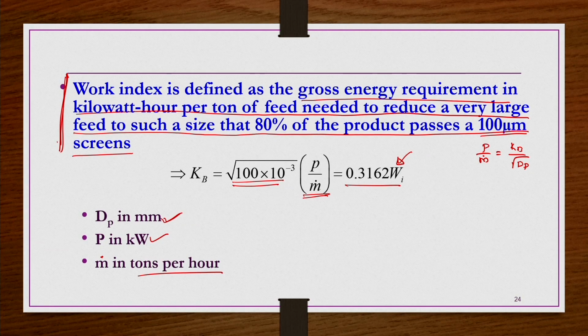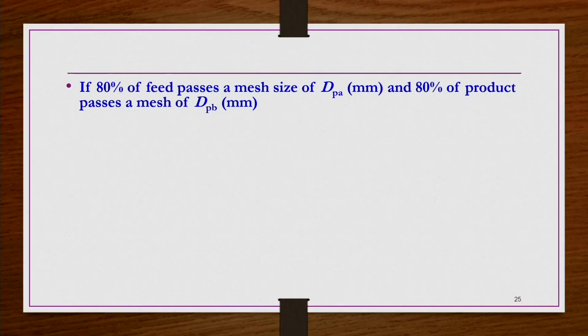So, work index is defined as the gross energy requirement in kilowatt hour per ton of feed needed to reduce a very large feed to such a size that 80% of the product passes a 100 micron screen. If 80% of the feed passes a mesh size dPa and 80% of the product passes a mesh size dPb, then dPa should be the feed size and dPb should be the product size. So, this is how you need to find out if dPa, dPb is not given.